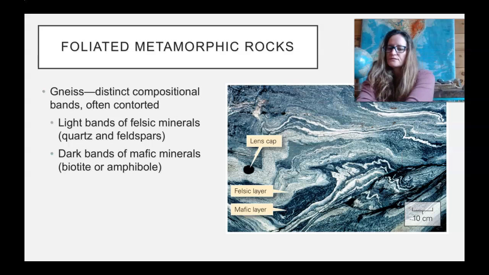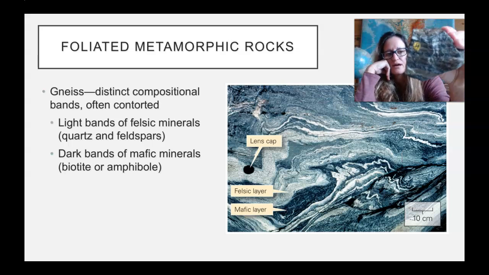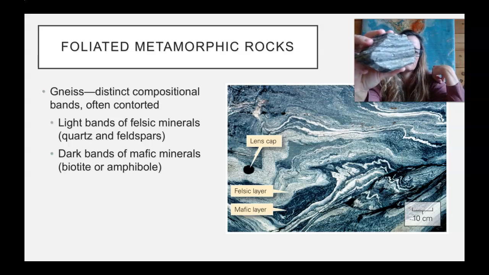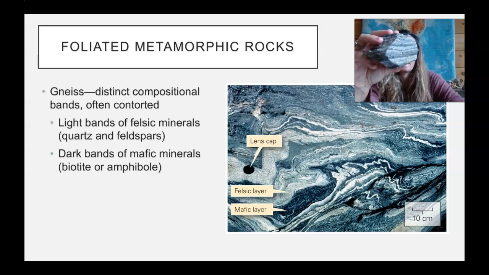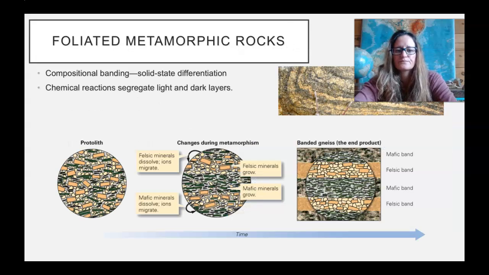A gneiss is a banded rock, and it has light and dark bands that define that foliation. The light bands would be the felsic minerals like the quartz and the feldspars, and the dark bands would be those more mafic minerals like the biotites and the amphiboles. Okay, those are the foliated rocks.